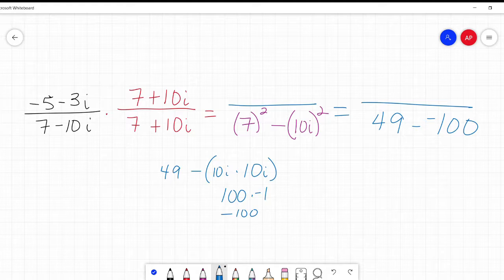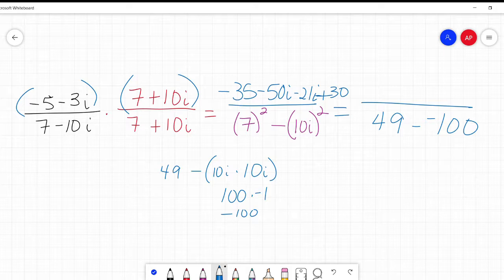Now on the top we are just going to do FOIL. We're going to multiply those binomials together. Negative 5 times 7 is negative 35. Negative 5 times 10i is negative 50i. I'm really writing this too big. Negative 3i times 7 is negative 21i. And negative 3i times 10i, negative 3 times 10 is negative 30. i squared is negative 1. Negative 1 times negative 30 is positive 30.